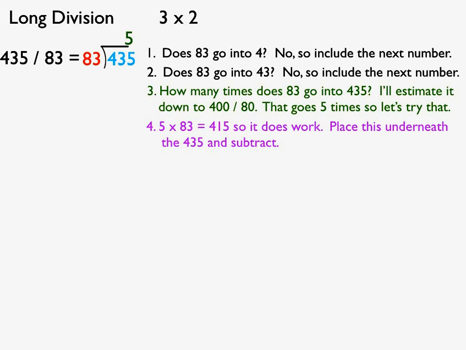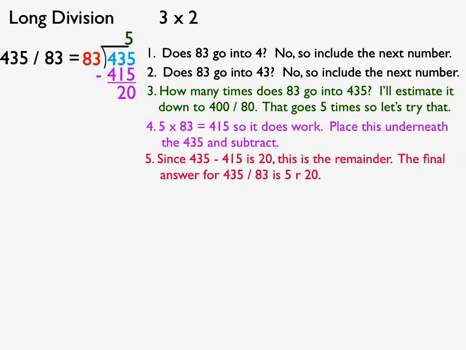5 times 83 is 415, so it works. It's not above 435. So go ahead and put that underneath and subtract. And you end up with 20. Since there are no numbers to bring down, that ends up being your remainder. And so your final answer is just going to be 5 remainder 20.